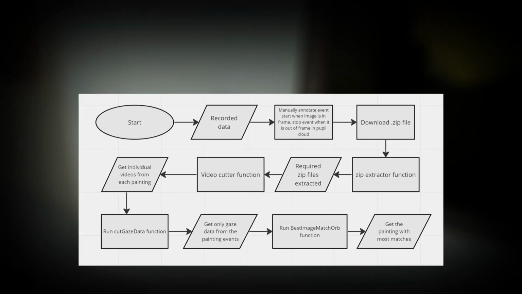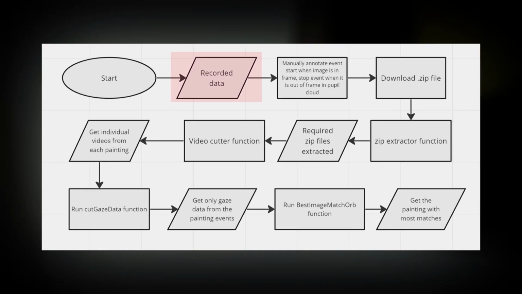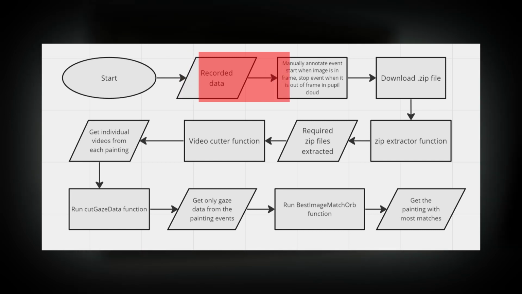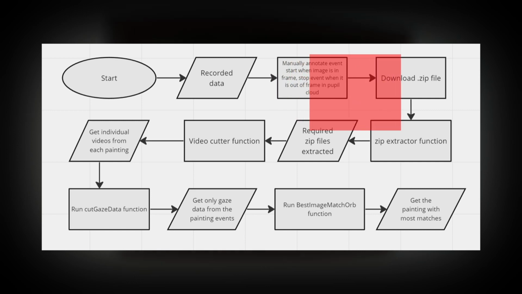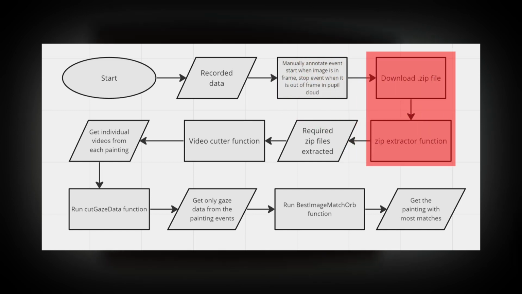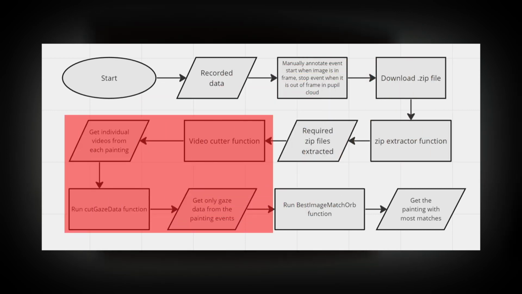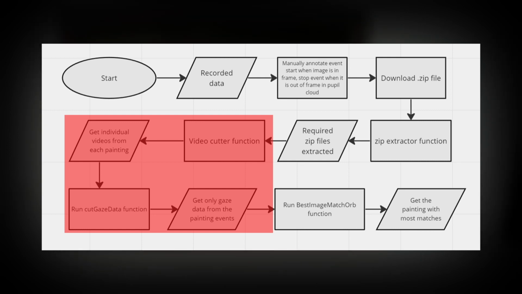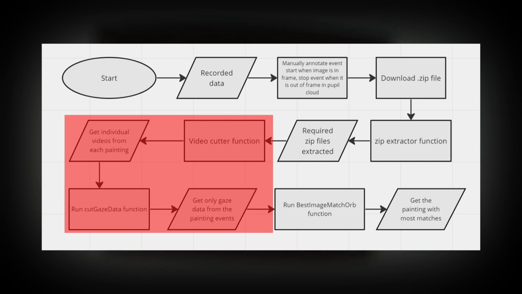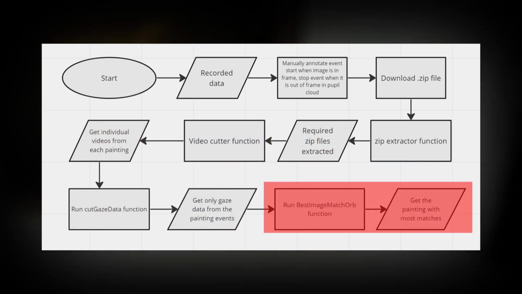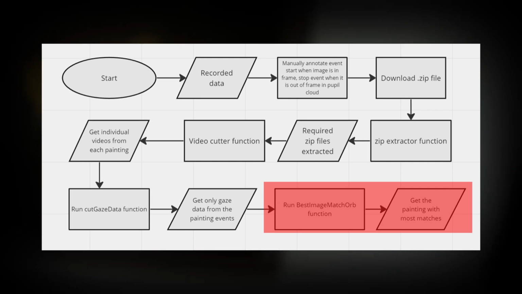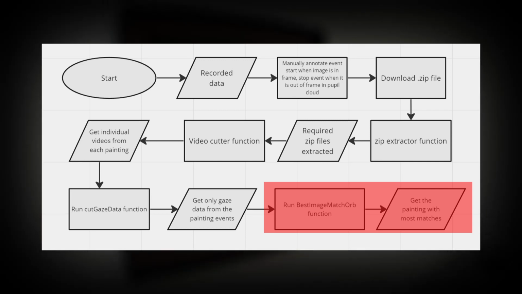The pipeline for the manual approach is as follows. Take recorded data. Manually annotate event start and stop in Pupil's cloud platform. Download and extract important data. Run the video and gaze data cutter function to only get timestamps that fall inside of manually annotated events. Get individual videos from each painting. And finally, run the best image match function to get which paintings are present in which videos.